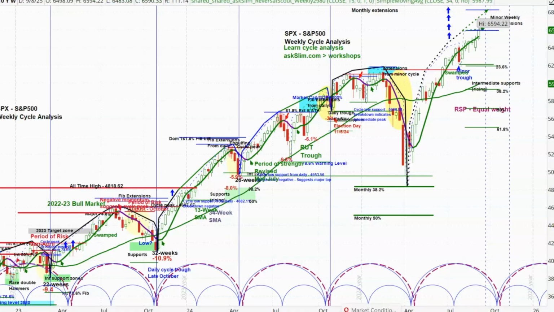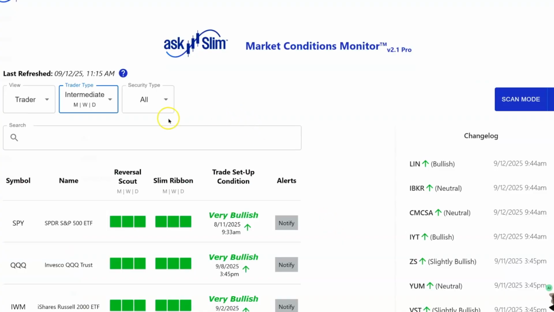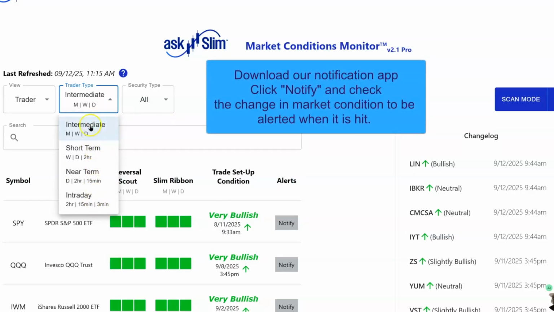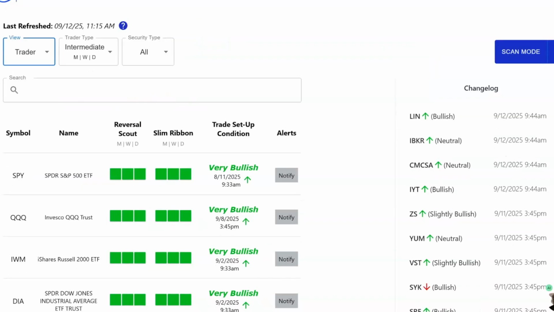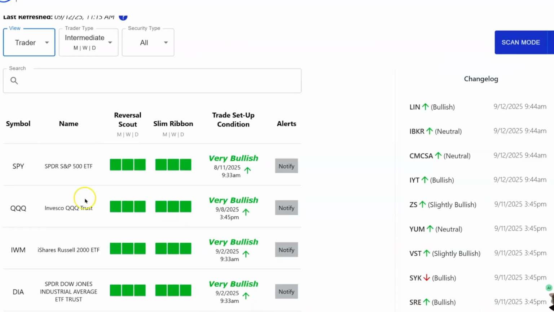Let's pull up our market condition monitor and look at it for the longer term holders. So I have this set to intermediate. So this is all of the styles right over here for the trader type right there. And you can look at time frames or trader right over there. We're going to look at these 4 indexes right here. And you could see that if you were an investor, this is keeping you very bullish.